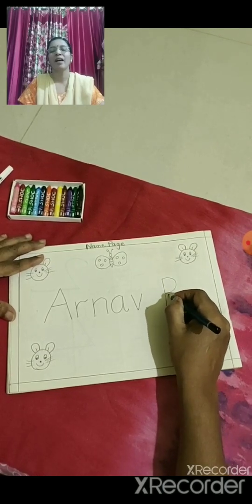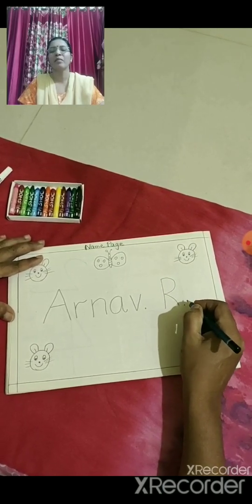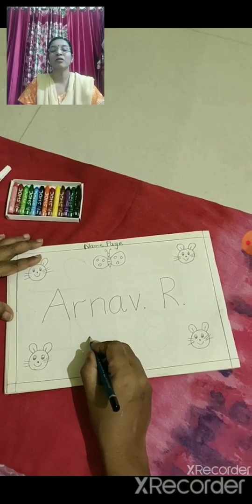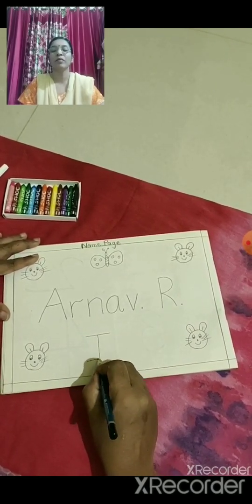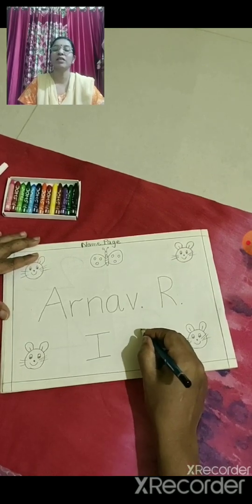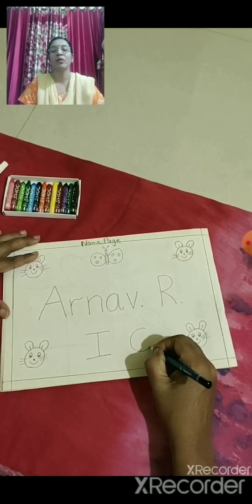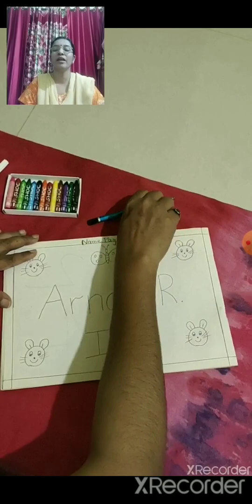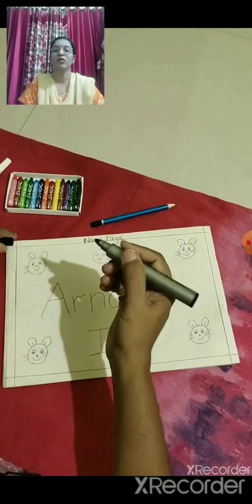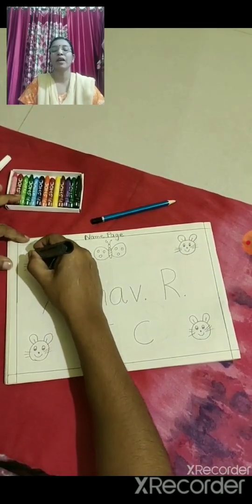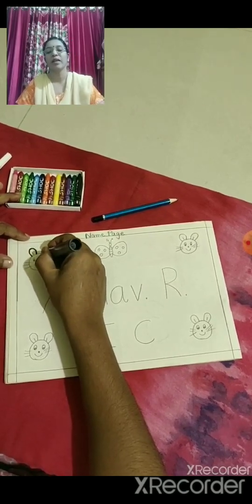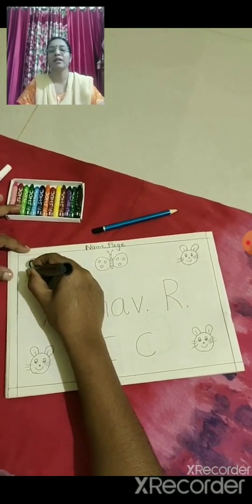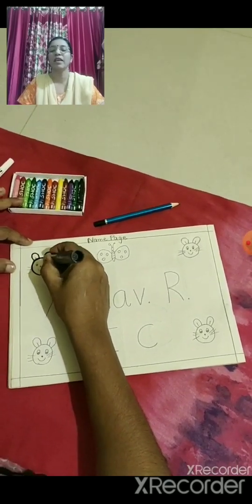And R. What is R? R means his surname's first letter. Now anything it may be. Arnav Raut. Raut means the first letter of Raut is R. If it is Arnav Gurav, then you can write the first letter G. Okay. So you can write your name and your surname's first letter. I have written standard, division first C.